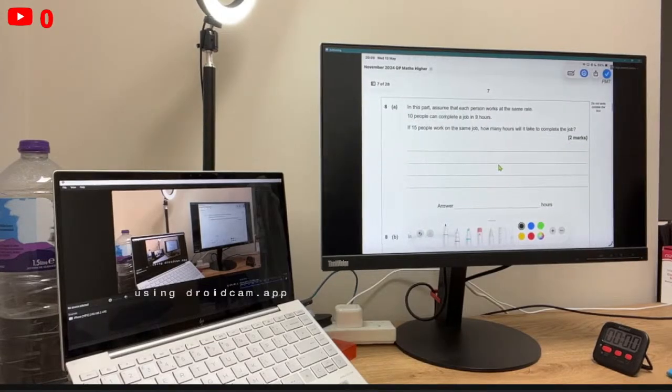In this part, assume that each person works at the same rate. 10 people can complete a job in 9 hours. If 15 people work on the same job, how many hours will it take to complete the job? So that means each person takes 0.9 hours. 0.9 hours equals 1 person.